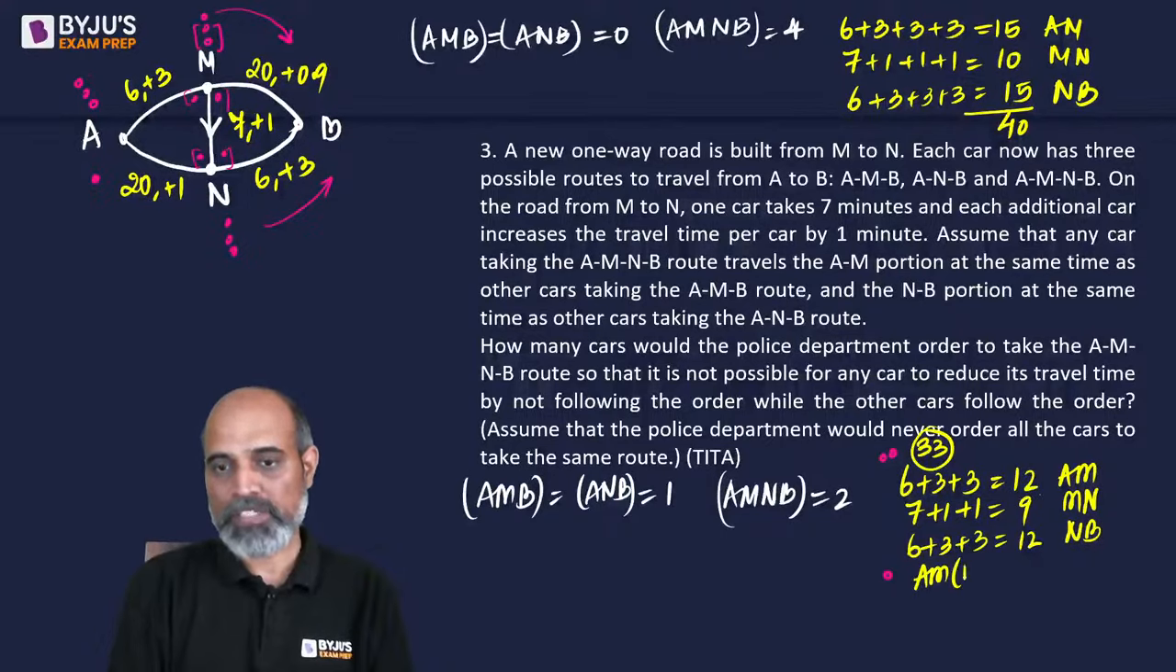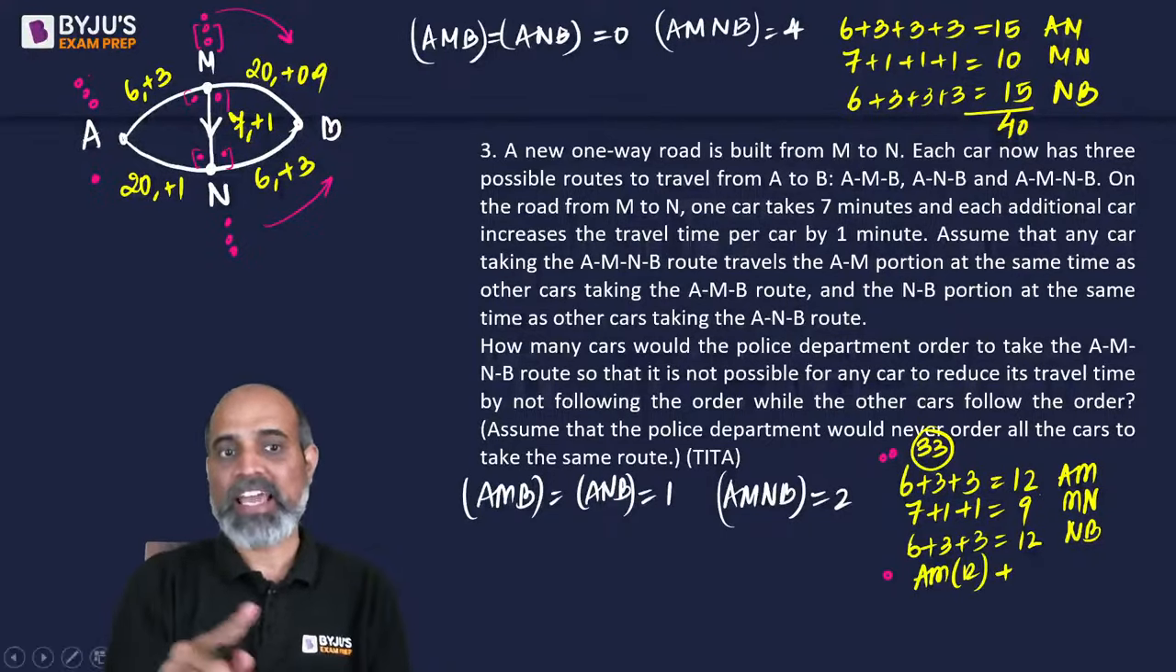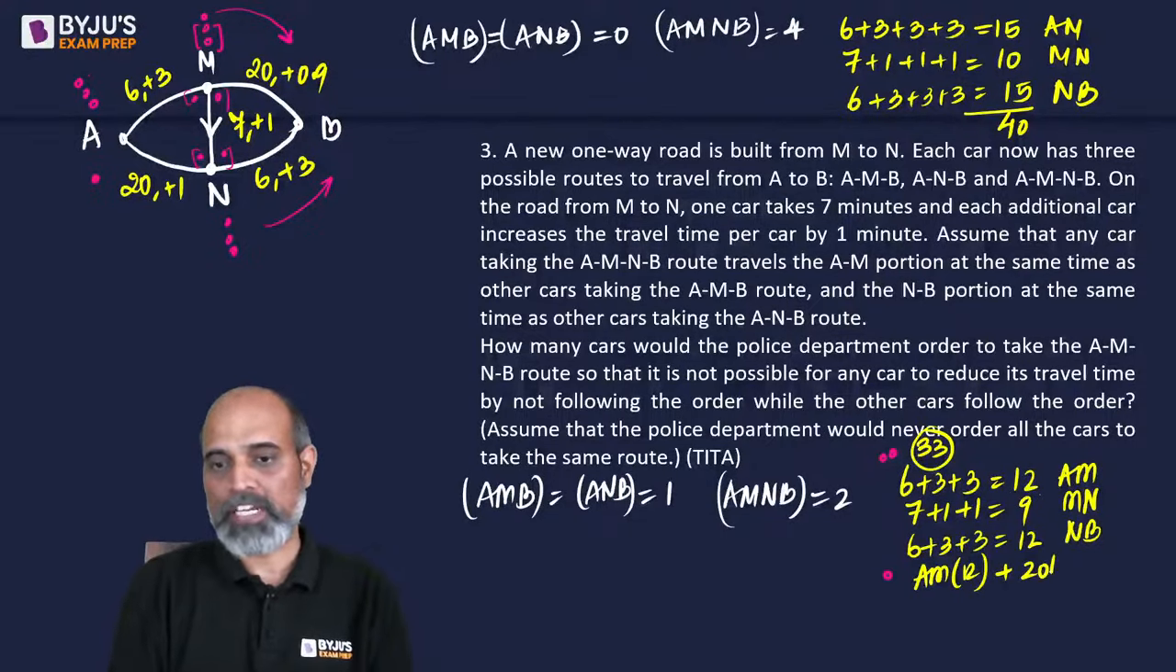On the AM path it will take 12 minutes, and then on the MB path it is going to take 20 minutes. So this is going to be a total of 32 minutes for that car.